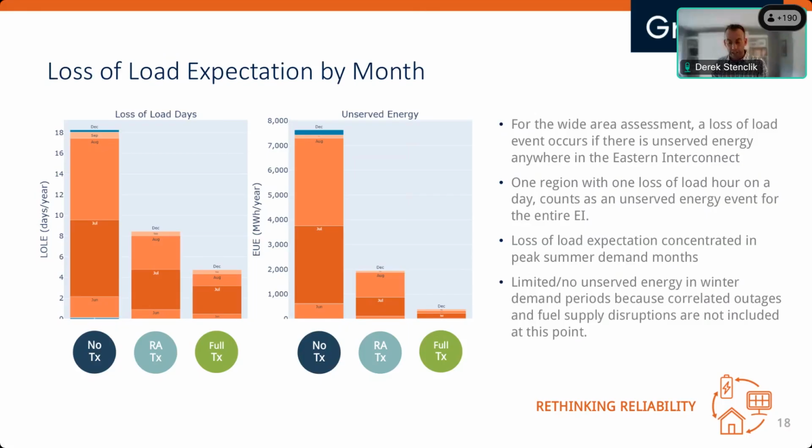So unfortunately, we did not get correlated weather-dependent outage risk in this version of the model. It is very high on our priority list as an additional feature, an additional scenario that we plan to run as soon as we can. But it is an important caveat. Thank you, Sam, for touching on it too.